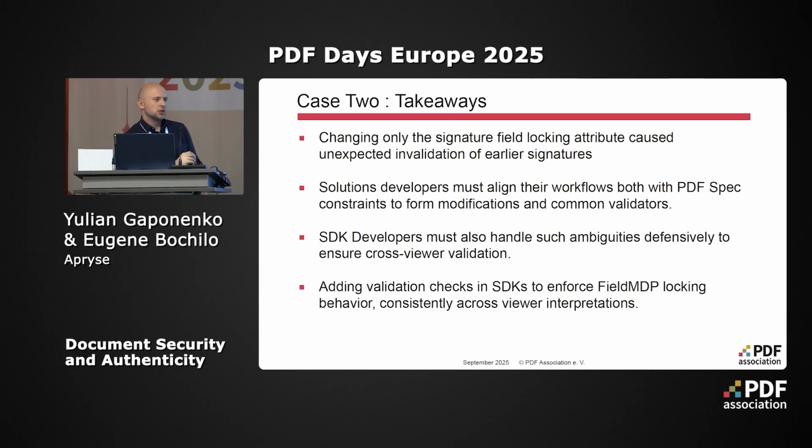Sometimes when you work with signatures, especially with those updates, you wouldn't always know for sure what exactly caused the problem. Again, as Eugene already mentioned, sometimes it requires quite low-level, careful, step-by-step analysis of what changes exactly affect the validation result for prior signatures after the update. In this particular case, it was indeed about the FieldMDP.